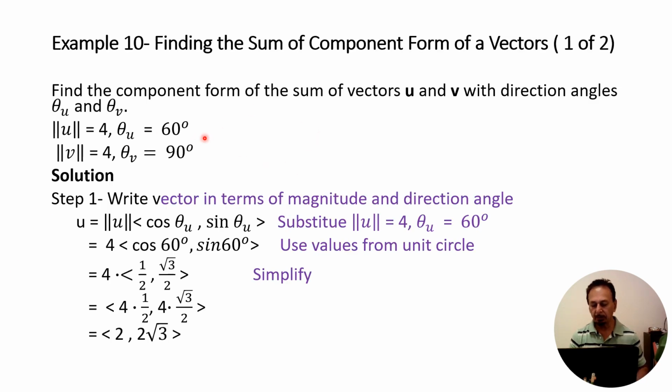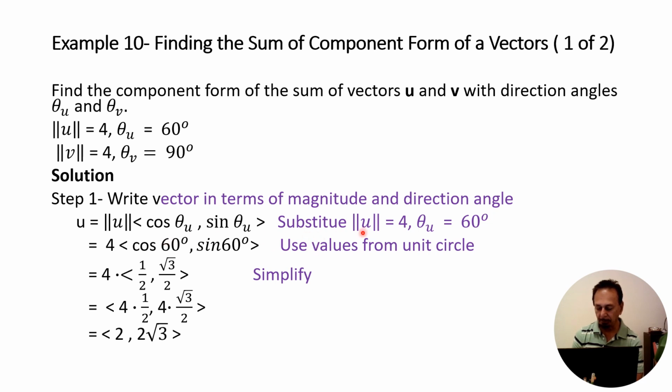Example 10. Find the component form of the sum of vectors u and v with direction angles theta u and theta v. So we're given the magnitude of vector u is 4, the direction angle of vector u is 60 degrees, the magnitude of vector v is 4, and the direction angle is 90 degrees. So first step, we're going to write vector u in terms of magnitude and direction angle: the magnitude of u times ⟨cosine of theta u, sine of theta u⟩.